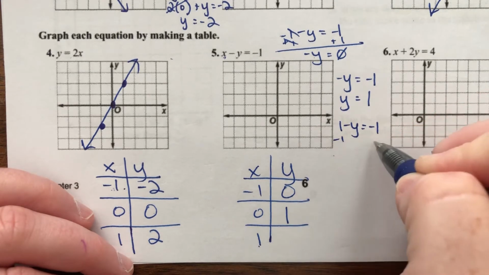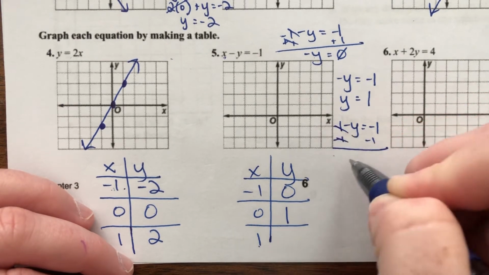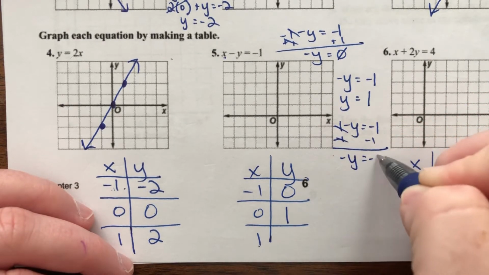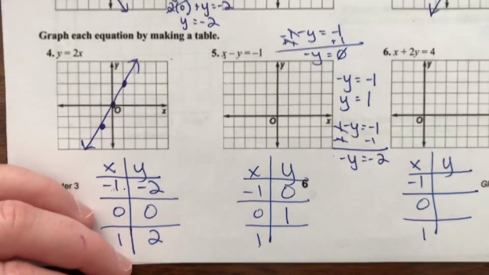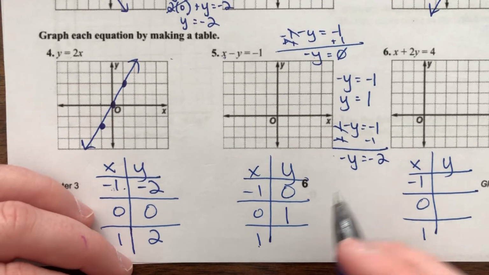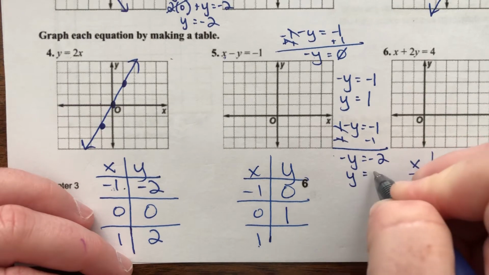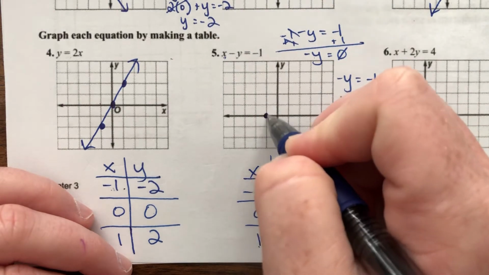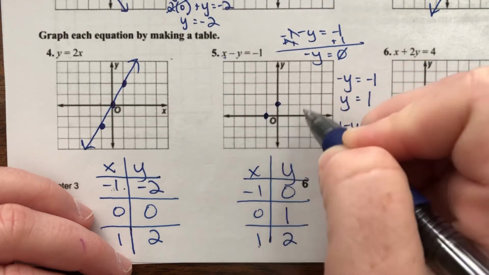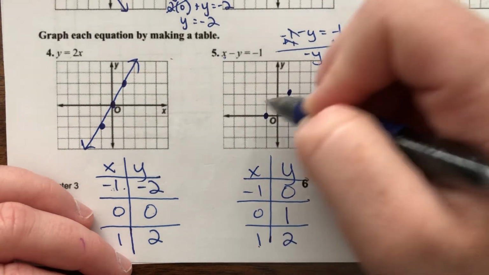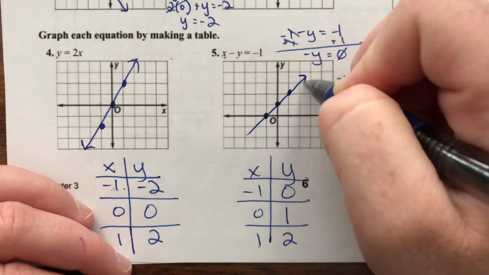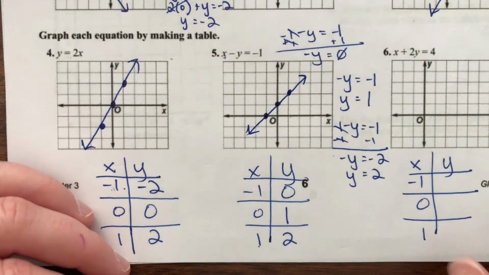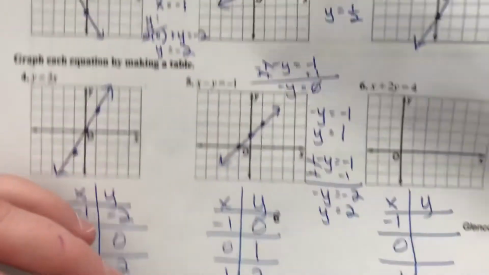I'm going to subtract 1 from both sides. -y equals -2. And if I change the sign on the left, I have to change the sign on the right. So +y would equal +2. Once I have all my ordered pairs, back 1 up 0, over 0 up 1, over 1 up 2. There's my line. Last one.